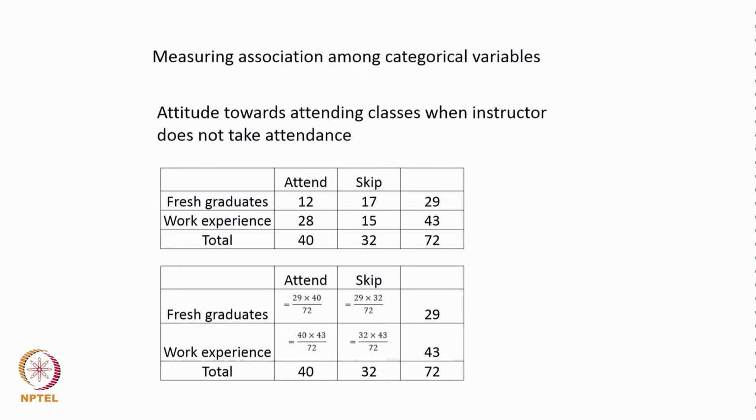So, how do we measure association among categorical variables? Let us take an example and try to define a measure or a metric to find out the association. Is there an association or is there no association? The data that we look at is attending classes when the instructor does not take attendance. Now, we have two types of students in the class. We could have fresh graduates who have come into a master's program, and we could have people with work experience who come to a master's program.